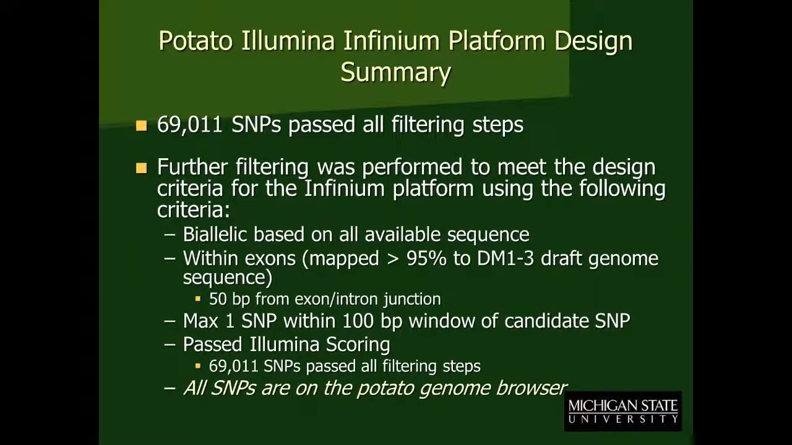Robin Buell's lab, with a lot of work from John Hamilton, did the bioinformatics work and sorted through all the SNPs, and we had over 500,000 different SNPs that we could consider using. But to fit the Illumina Infinium platform design, we had to go through certain specific filtering steps. When it was all done, we had 69,011 SNPs that passed all the filtering steps. And all these SNPs can be found on the Potato Genome Browser.